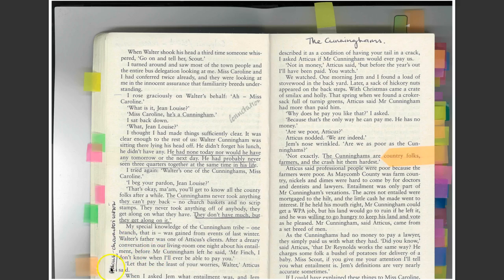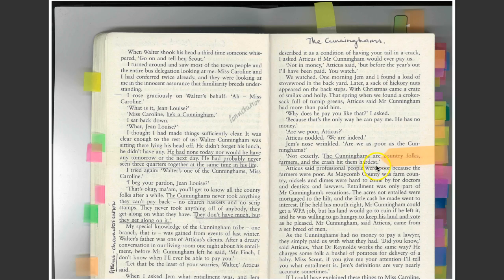And just a bit about Atticus. "Mr. Cunningham left. He said, 'Mr. Finch, I don't know how we'll ever be able to pay you.' 'Let that be the least of your worries, Walter,' he said." And just Atticus's kindness to the people around him, knowing that they don't have the money, but they will pay him back, etc.